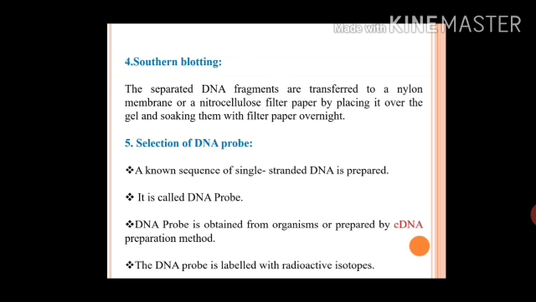Fifth step, selection of DNA probe. What is a DNA probe? It is nothing but a short sequence of DNA. That is, a known sequence of single-stranded DNA is called a DNA probe. How is a DNA probe obtained? It is obtained from organisms or prepared by cDNA, that is complementary DNA preparation method. The DNA probe is labeled with radioactive isotopes.